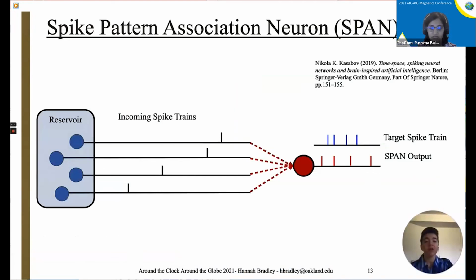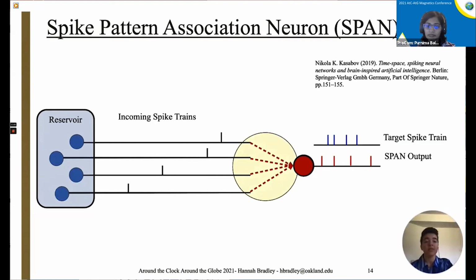In this presentation, we make use of a system called Spike Pattern Association Neuron, or SPAN. SPAN is an example of reservoir computing because only the weights of the output neuron are adjusted. The SPAN has a number of inputs, and they all enter the output SPAN through variable weights, which can be trained so that the SPAN will output a spike train matching the desired spike times.